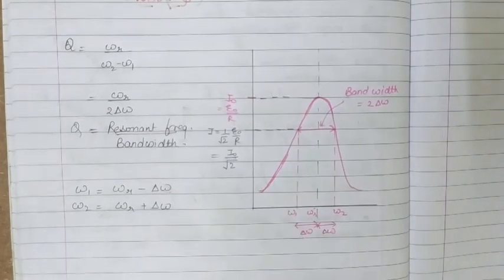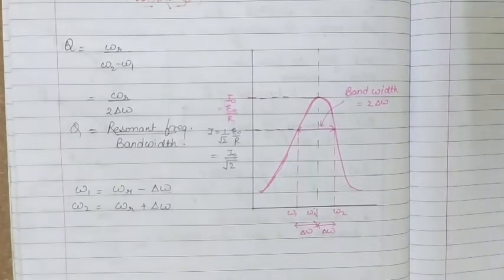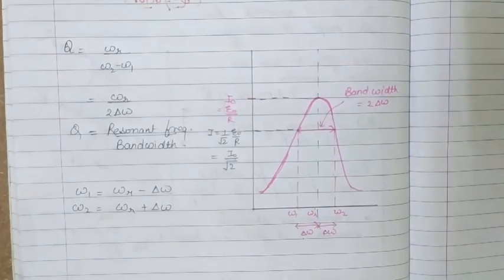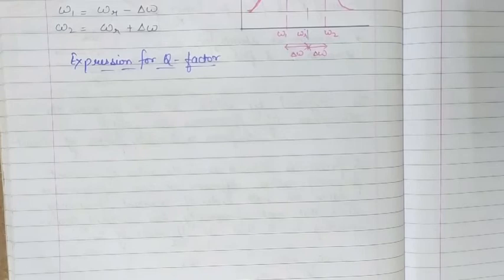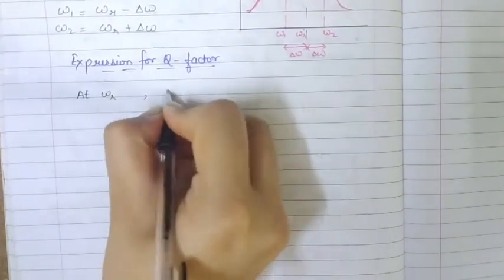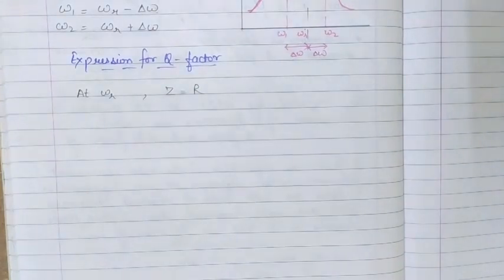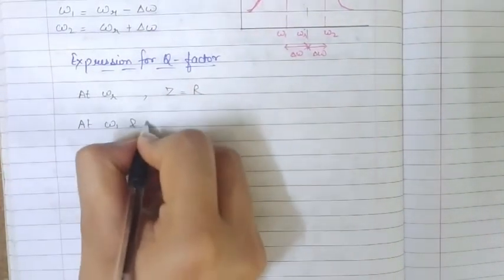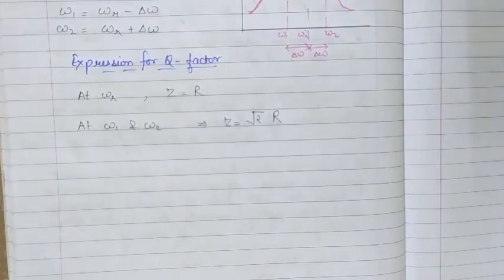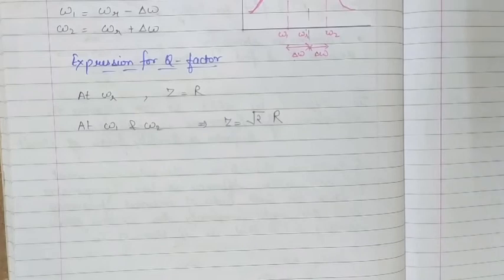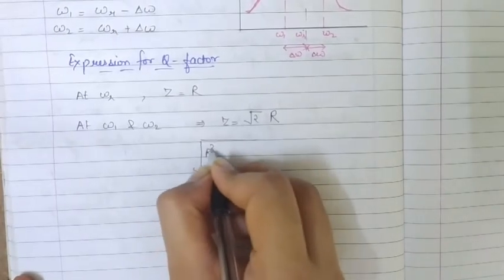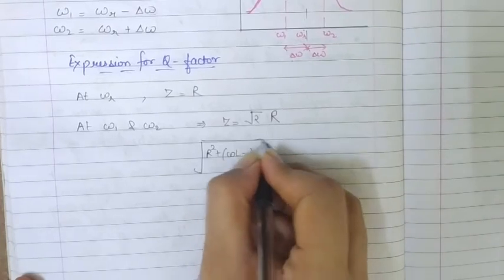Now we can also find an expression for Q factor in terms of L, C and R. So we are going to find the expression for Q factor. For Q factor, we have three frequencies with us, that is omega r, omega 1 and omega 2. Now at omega r, it is the resonant frequency. We know that the impedance is equal to R, and at omega 1 and omega 2, the value of Z is under root 2 R. Okay, at omega 1 and omega 2, the value for impedance is under root 2 R. So Z is equal to root 2 R means we have under root R square plus (omega L minus 1 upon omega C) whole square is equal to root 2 R.